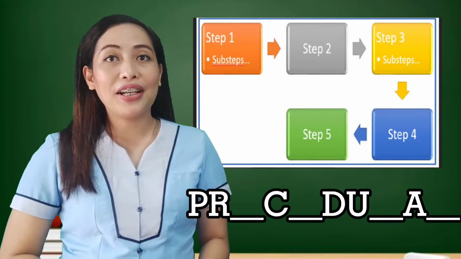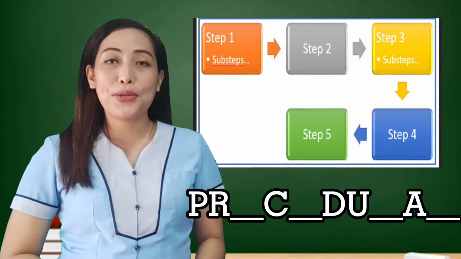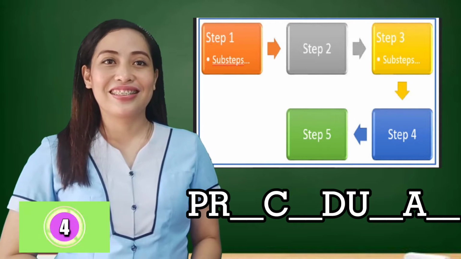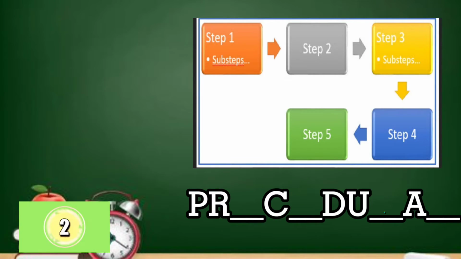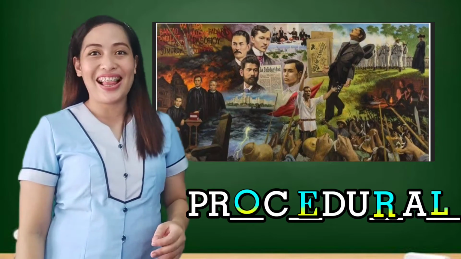P, R, blank, C, blank, D, U, blank, A, blank. Amazing! The answer is procedural.